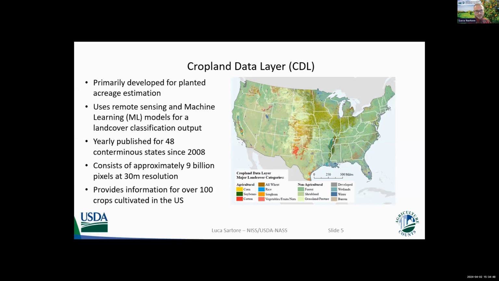And as I said, we use the remote sensing images and the machine learning methods to classify the land cover and produce this output. This output is produced every year for the 48 conterminous states since 2008. And every year we publish about 9 billion pixels at 30-meter resolution. And this provides information for over 100 crops cultivated in the US.